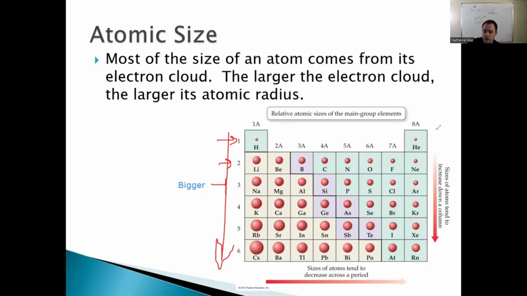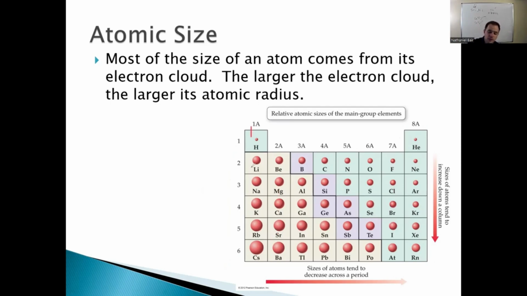It doesn't matter. Pick any family. Pick the noble gases. Pick the halogens, right? Pick the alkaline earth metals. They get bigger as you go down a family. That one, I think, makes perfect sense. This next one doesn't make any sense till somebody explains it to you.